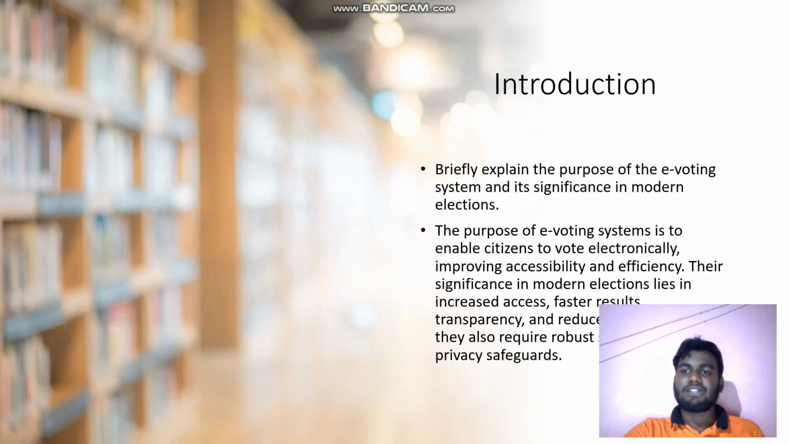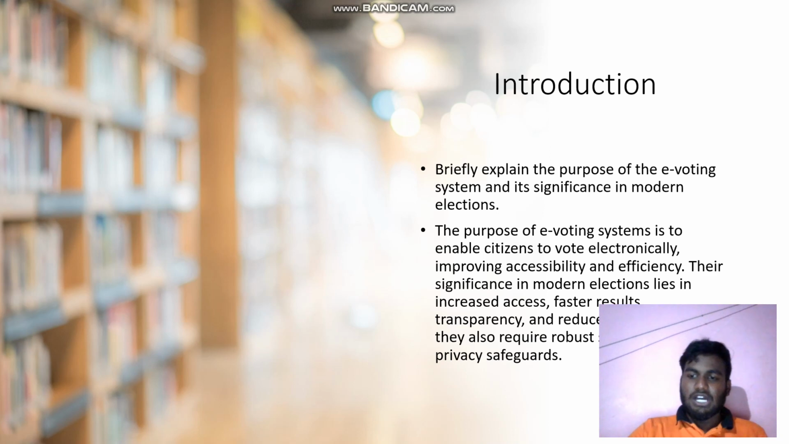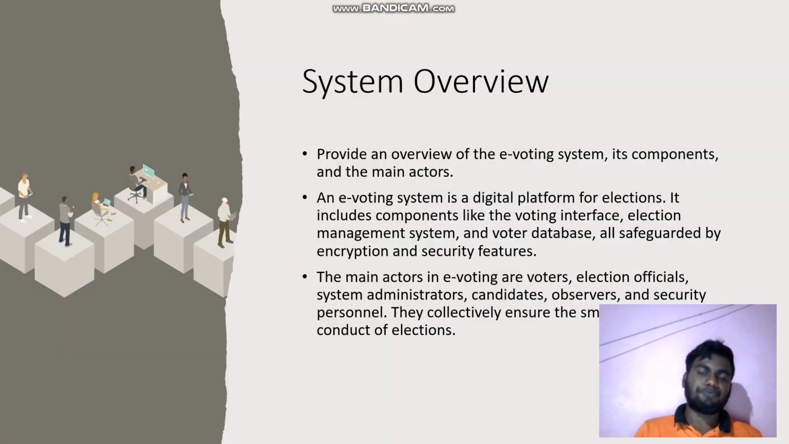Let's see the introduction about the e-voting system. It plays a major and important role in modern life. Let's see the purpose of the e-voting system, where people vote for their candidate through the e-voting system, and its significance in modern election lies in increased accessibility, faster results, transparency, reduced cost, and robust security and privacy safeguards.